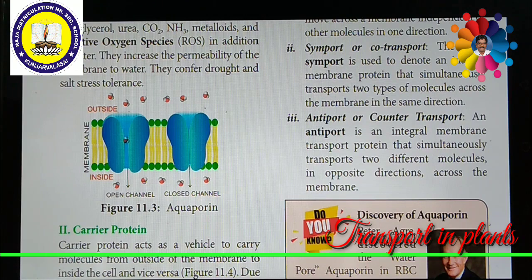So these are called channel proteins. They move materials from one part of the body to the other part without using any energy. This is very important. The second protein is carrier protein.